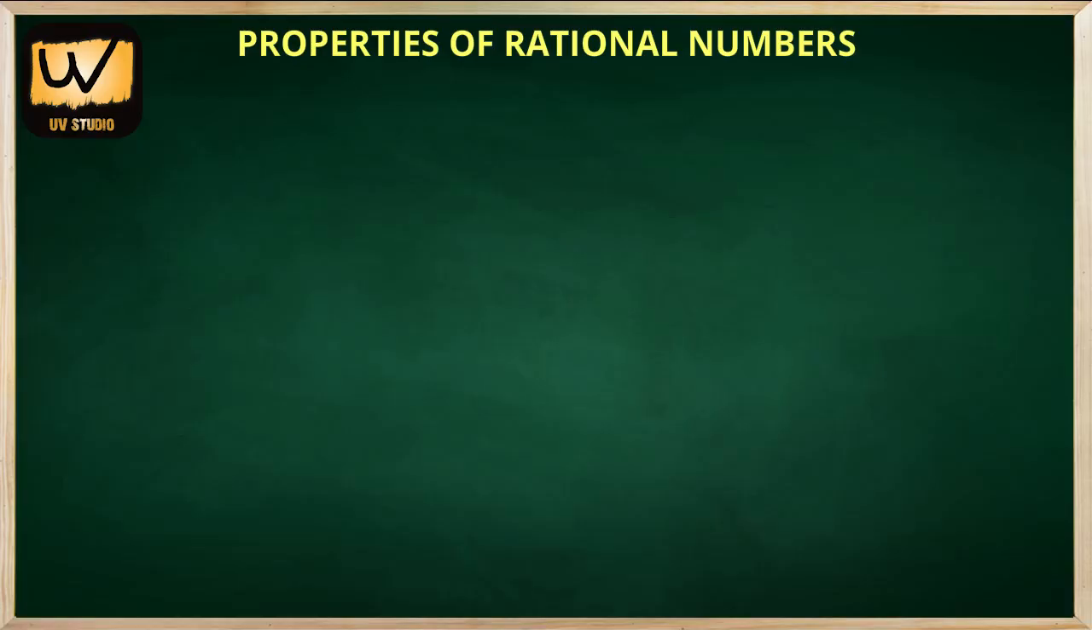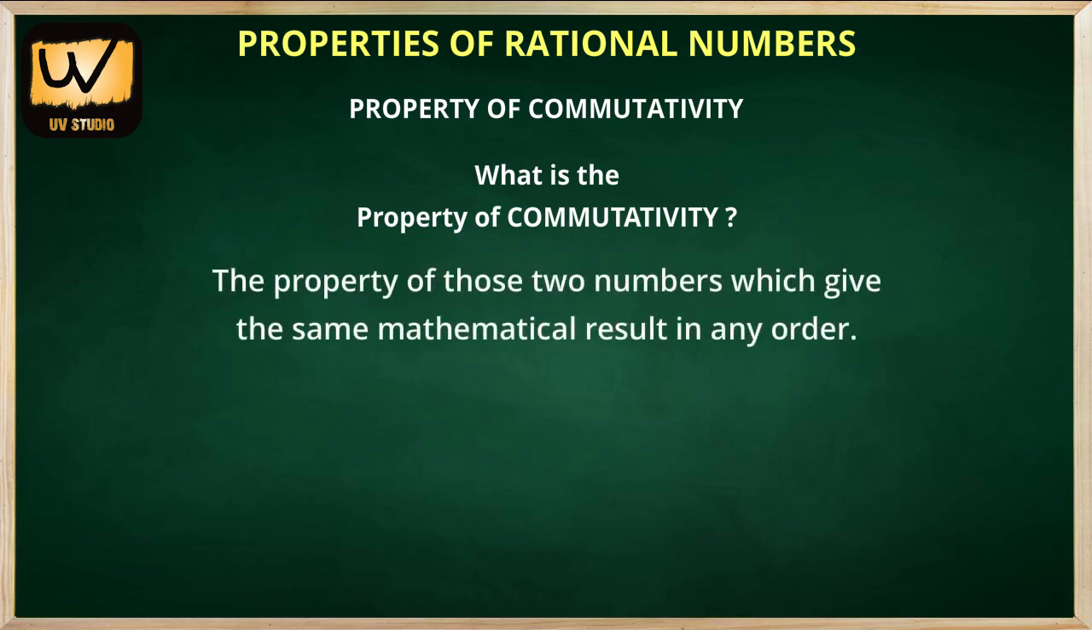We are starting with the properties of rational numbers, and the property in this video is the property of commutativity for rational numbers and of course other numbers. Let us start. So friends, here goes the first property of rational numbers, and the name of the property is commutativity. The property of those two numbers which give the same mathematical result in any order.